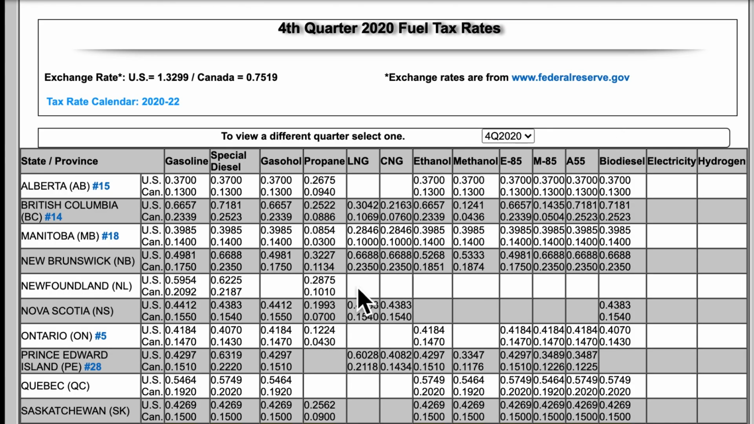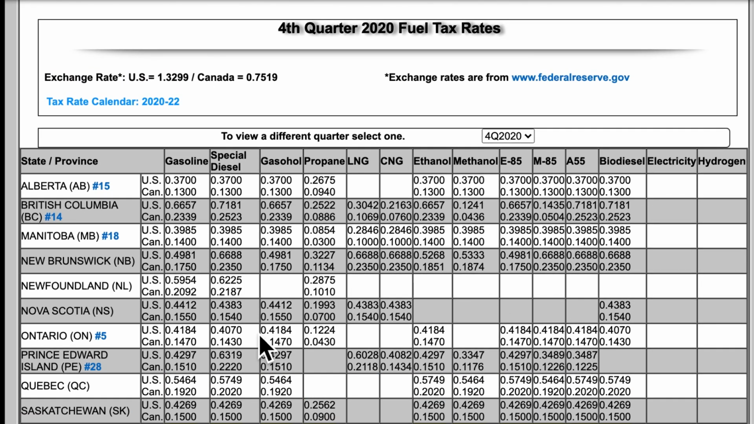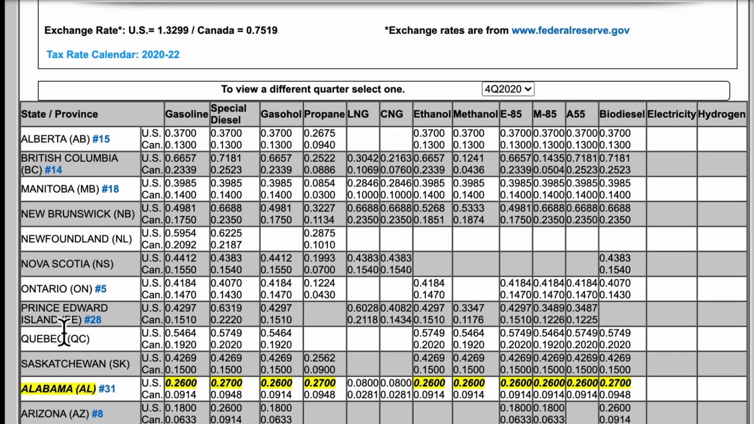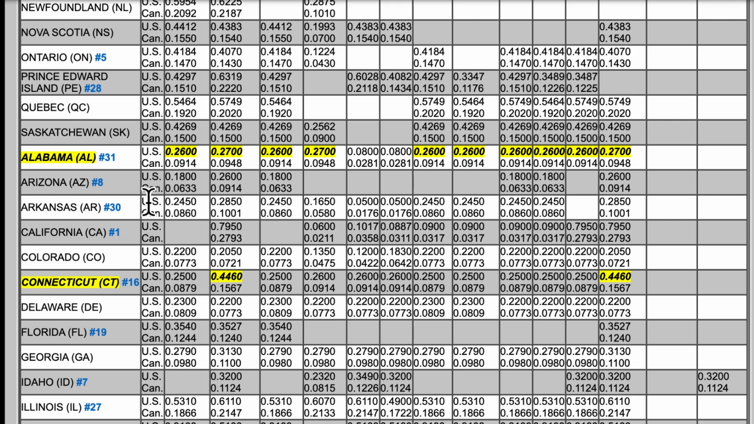Now, I'll just quickly explain this and then we'll go back. These are all the tax rates. And you'll see up here, this is gasoline, special diesel, gasohol, propane, all the way across. This is our column right here, special diesel. These are all of the provinces here. This is Canada. And then let's get on down here to the US. Now, anytime you see anything in yellow, something has changed from the last reporting period.